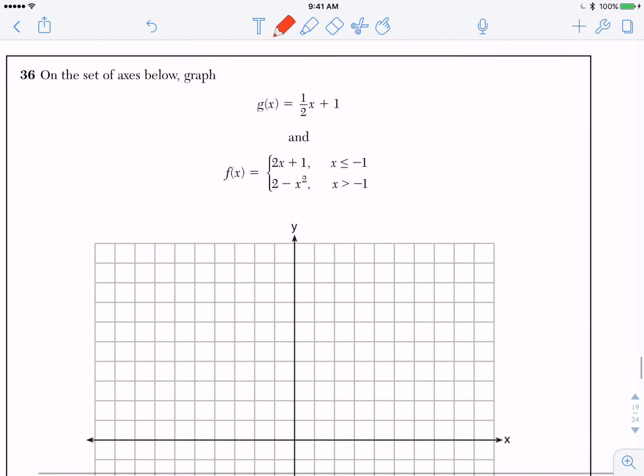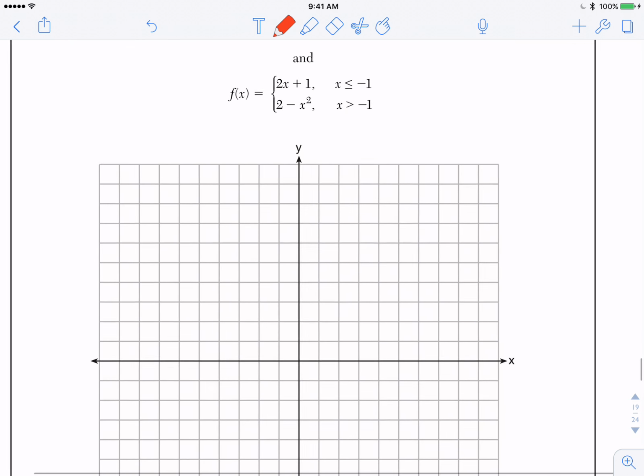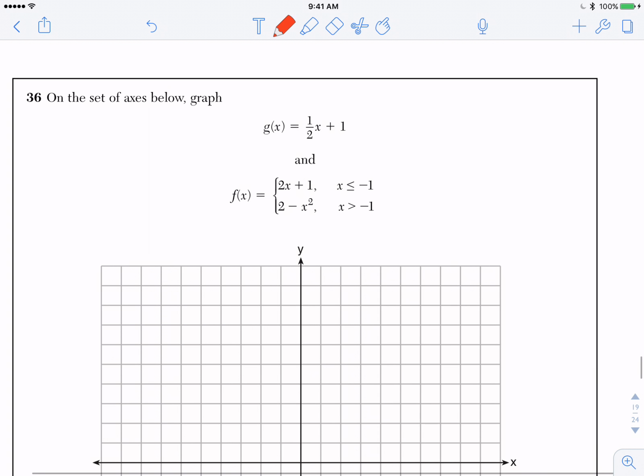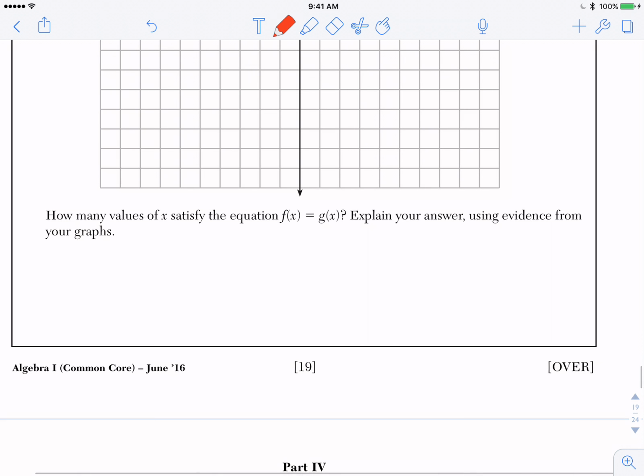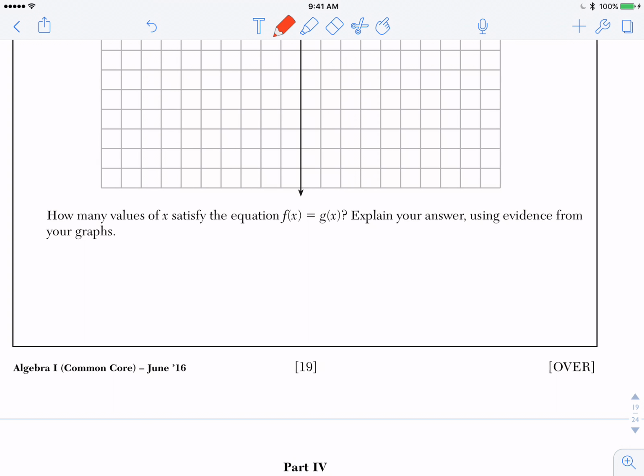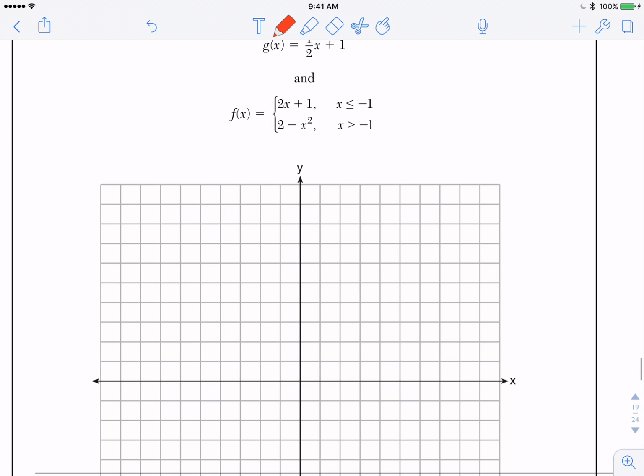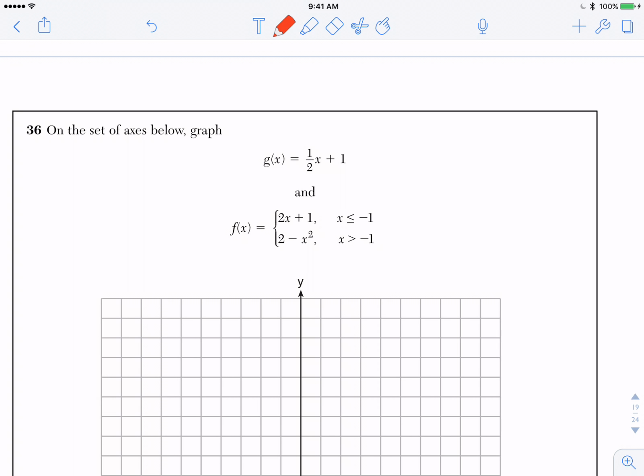Okay, for the last question in part 3, number 36, we have a system of equations that involves a piecewise function. So this was a complex looking graph here. Let's start with the easy function here of g of x. So we're going to graph both of these, and also it ultimately asks us just simply how many times do they intersect, or how many times does f of x equal g of x. So we don't even have to find the intersection point, just how many times they do intersect.